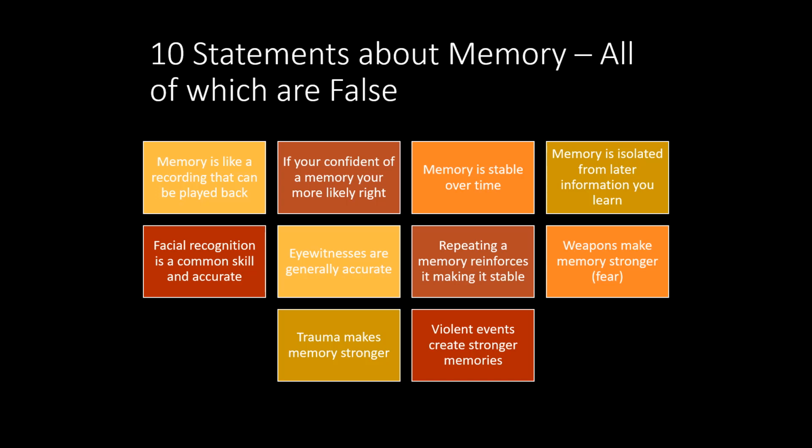Two, if you're confident in a memory, you're more likely right. Confidence in memory has almost no impact on veracity. Three, memory is stable over time. Absolutely false. Memories change, memories evolve, people add things to it. Four, memory is isolated from later information you learn. That's not true either. If you have a memory that someone was wearing a blue shirt, and then you hear over and over again that it was a red shirt, and you think about it, people will say, yeah, I guess it was red. You changed it when new information comes in.